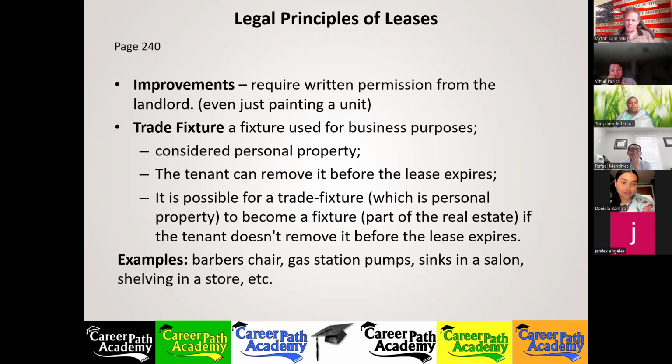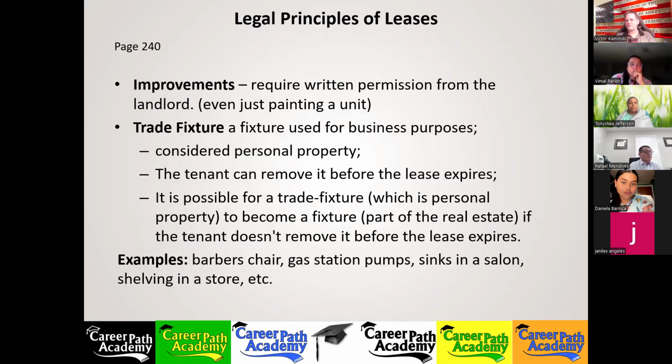Trade fixtures are personal property of the business owner. Fixtures are part of the real estate that the property owner owns. So it's possible for trade fixtures to become fixtures if the tenant did not remove them before the lease expires. Now they're part of the property. They're part of the real estate. And who owns the real estate? The property owner. So if you're going to remove anything, you need to remove it before the lease expires.